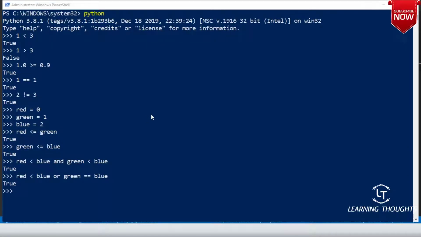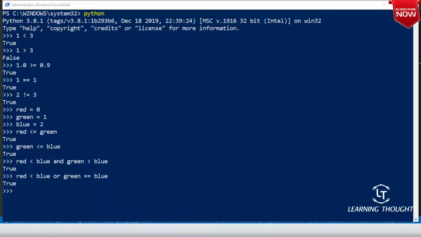Venkatesh is asking me to do this, but is this a comparison operator? No, right? Okay, let us focus on comparison, sir. Okay, right.